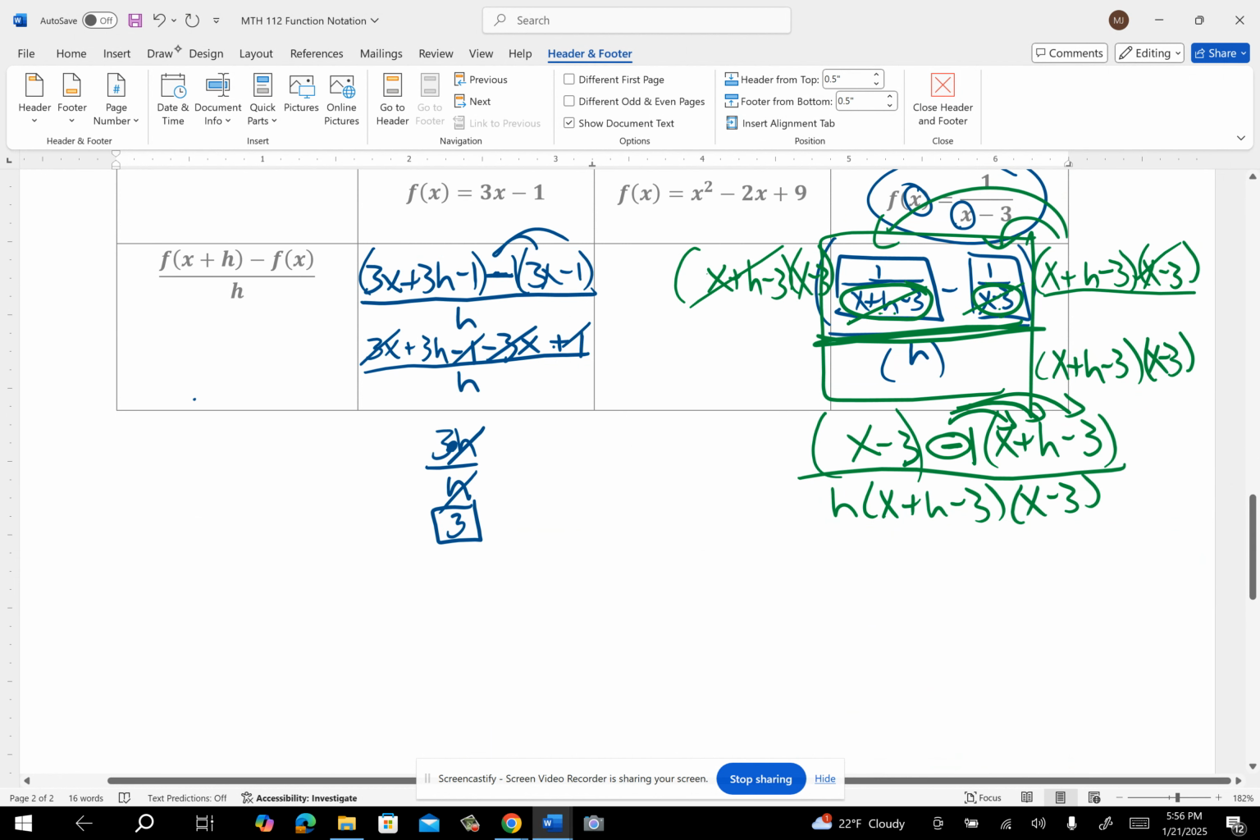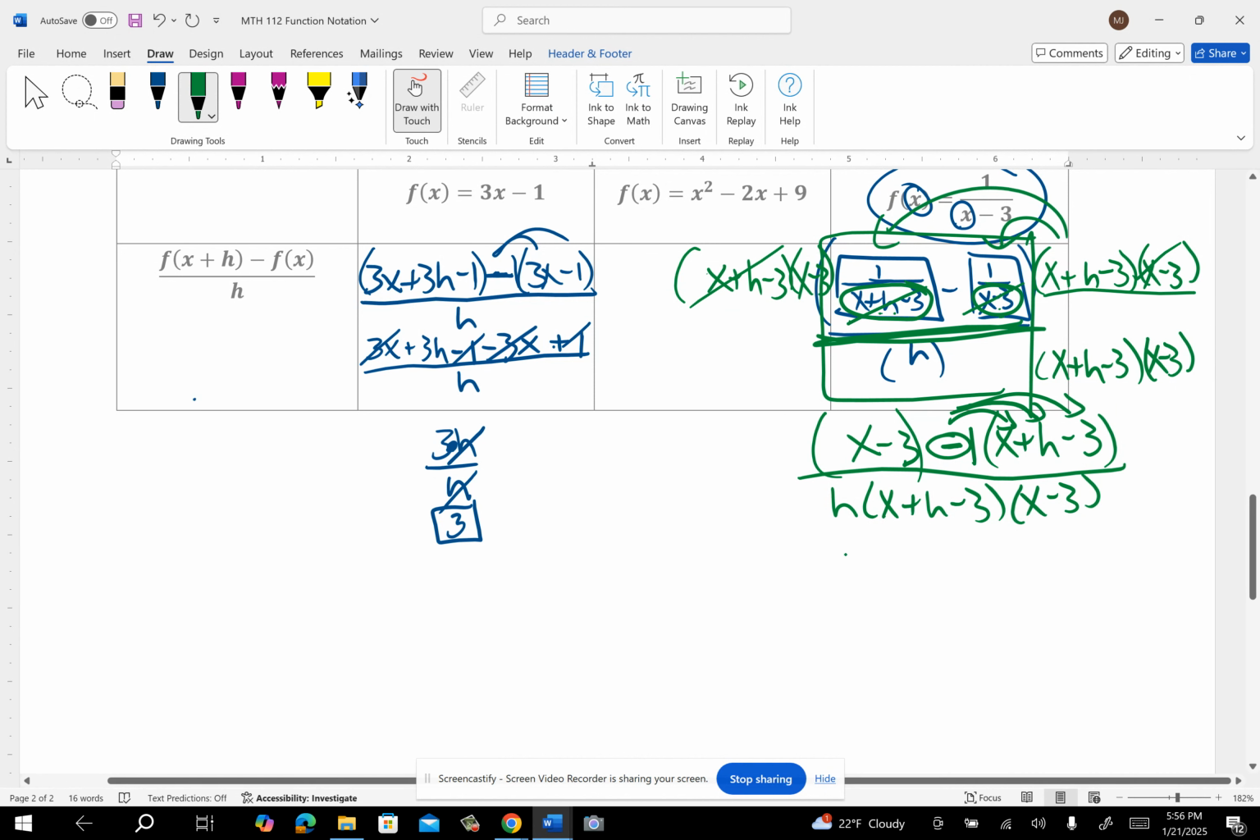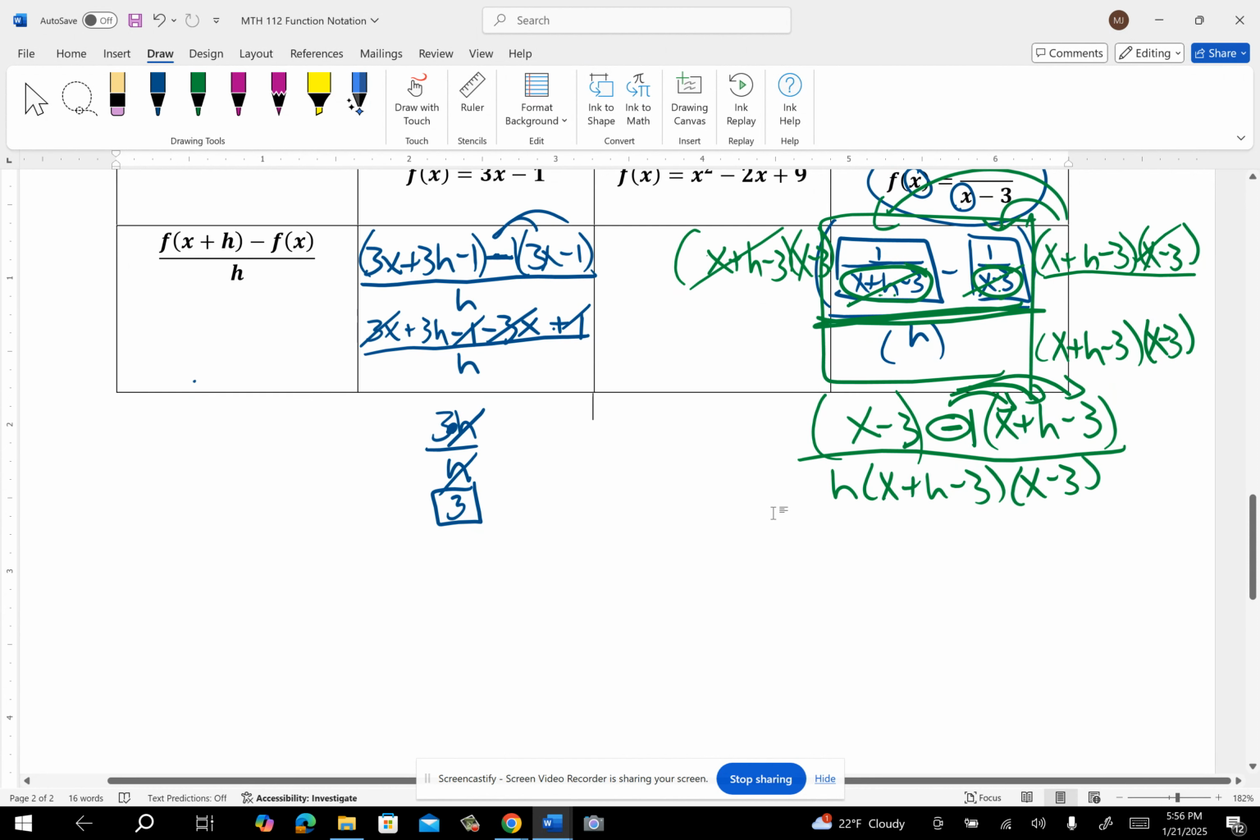So what I'm going to do now is finish simplifying this. So the x minus 3. Let me see if for some reason it's kind of frozen. Okay, so I'm going to take my x minus 3. Give it a minute. Okay, let's see if it'll do it now.